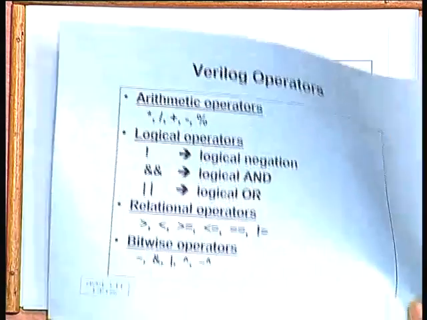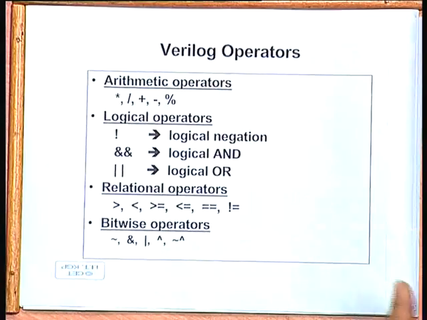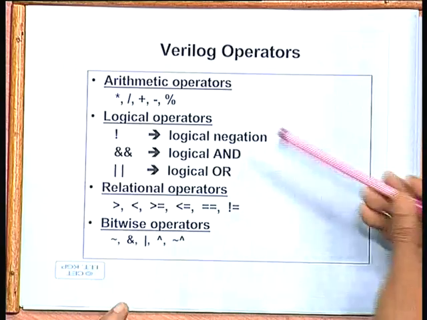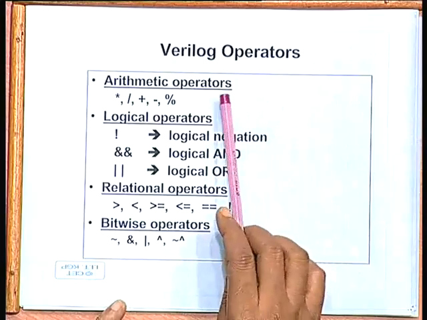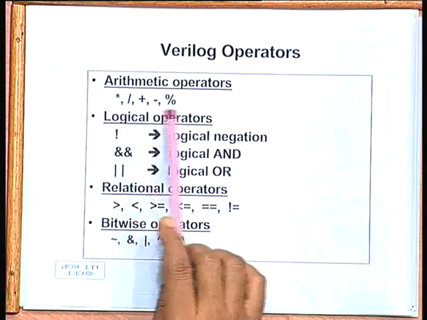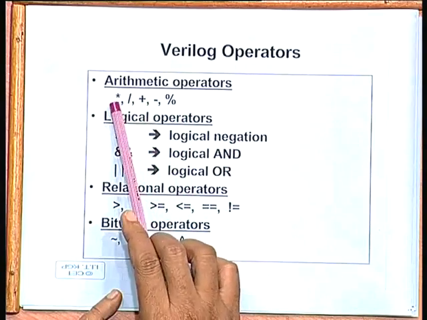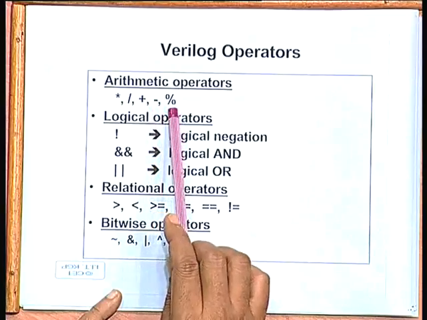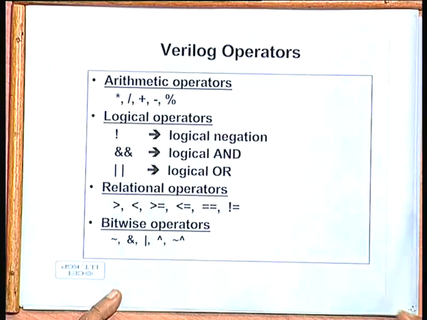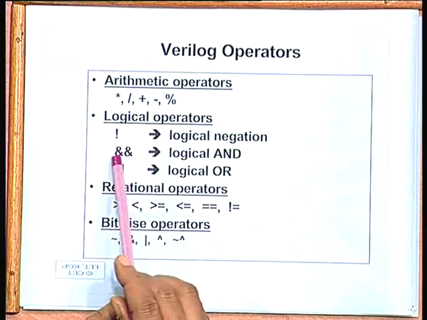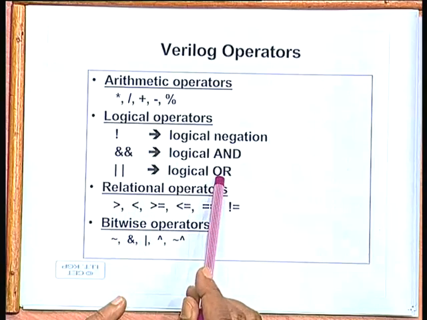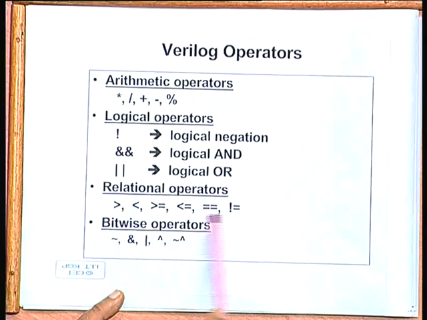Now, let us very quickly browse through the different operators which are there in the language. These you can use in your coding. The arithmetic operators are very much like C: multiplication, division, addition, subtraction, and this modulus. Logical operators are also the same: negation, logical AND, logical OR. Relational operators are also the same, nothing to say here.